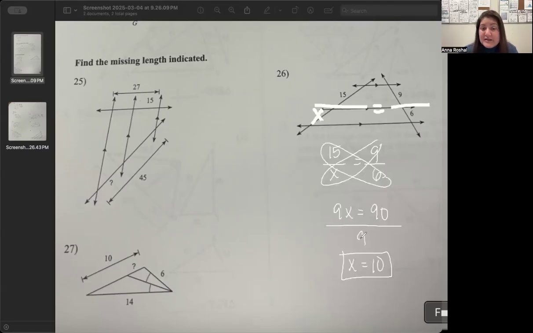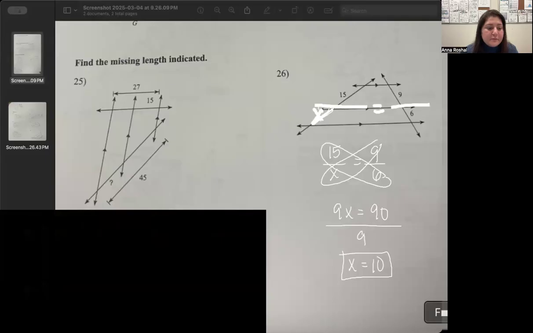And that's it. They're just saying find the missing length. And because I know that this is the missing length and that was a question mark, that's it. I'm done. Moving on, right? There's not so much that I need to sit there and worry and think about.